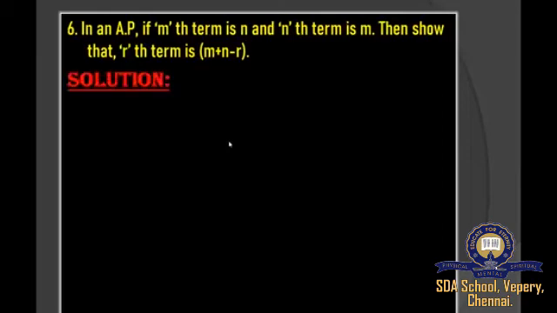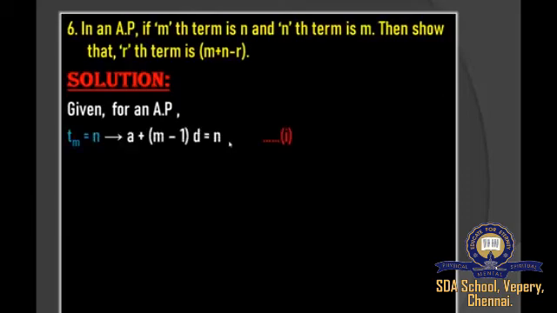So let's move on to the solution here. What is given? Given for an AP, the first data: the mth term. The mth term can be written as Tm. The mth term is equal to n. So can I write the mth term of an AP as a plus m minus 1 into d?